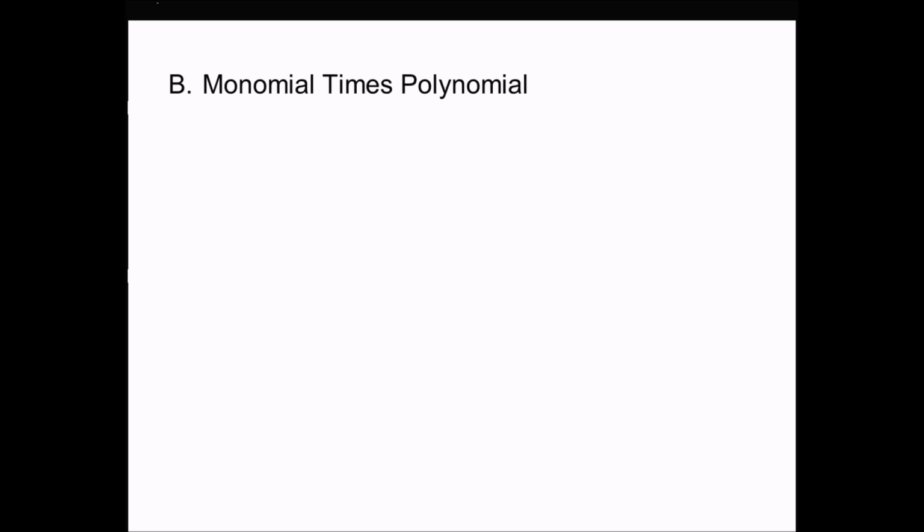Monomial times polynomial. We've actually seen this before as well. So this is really just a fancier version of the distributive property. When we did the distributive property, we just had a number outside the parentheses. Now we can have any old polynomial outside the parentheses. So find each product and simplify.